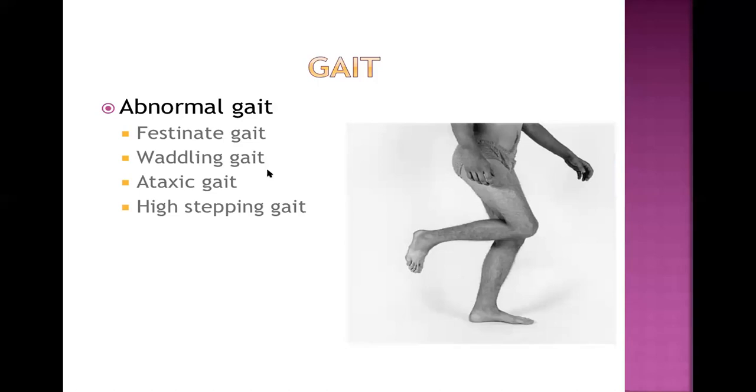And high stepping gait is seen in dorsal column tract lesion, or posterior column tract lesion. This is walking with a high thud. A sound is heard when the person walks with a high stepping gait.